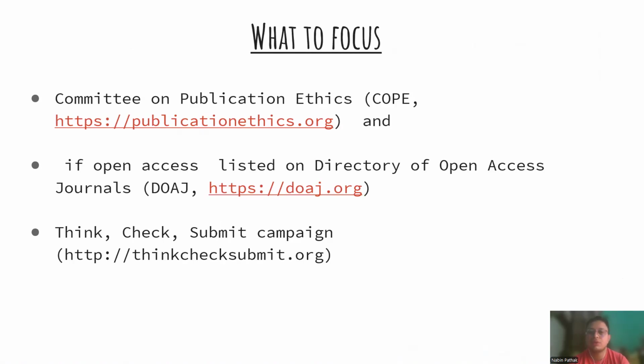So, what to focus on? You first need to know that every journal which is not predatory mentions these things, right? If it is an open access journal, it is definitely listed in the Directory of Open Access Journals, DOAJ. And it also needs to ensure that it is publishing on the basis of the Committee on Publication Ethics, that is COPE. You can also watch out for this website. The majority of journals which are not predatory, and highly impactful journals, claim that they are publishing on the basis of the Committee on Publication Ethics.